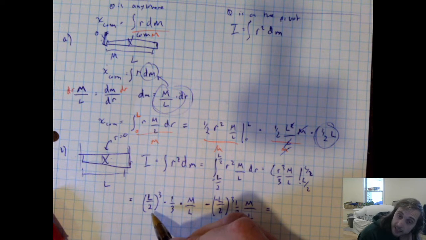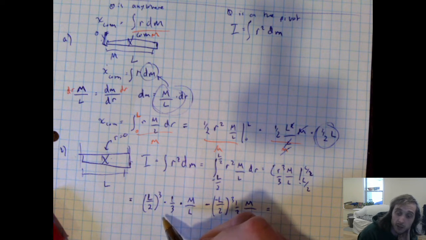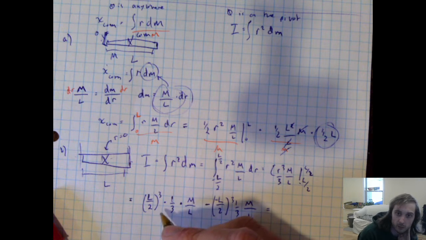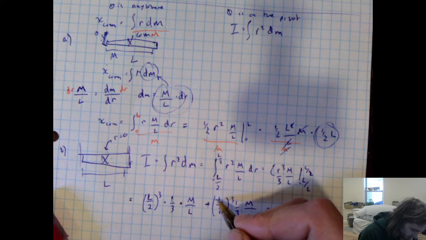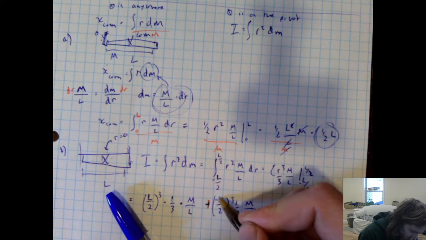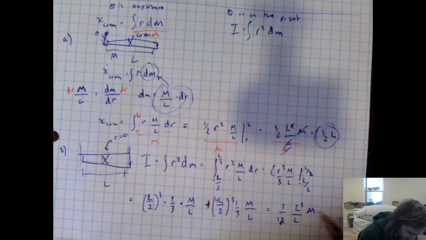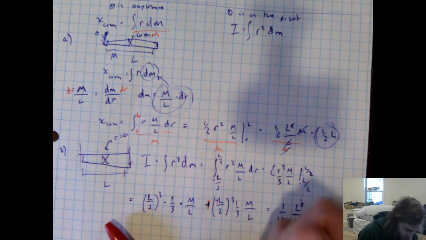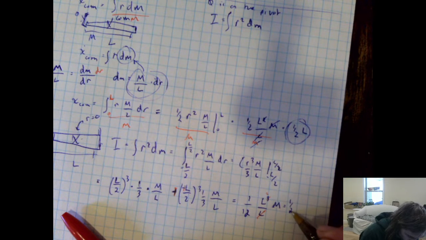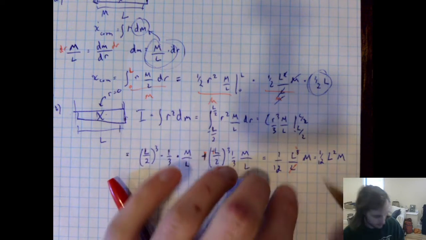2 to the third is 8. 8 times 3 is 24. 1 over 24 plus 1 over 24 is 1 over 12, because this negative will drop with minus a negative. So 1 over 12, L to the third divided by L times our mass will equal our moment of inertia. So if you've got a rod and it's spinning around the center explicitly, and this only will be true for if it's spinning around the center, this will be your moment of inertia.